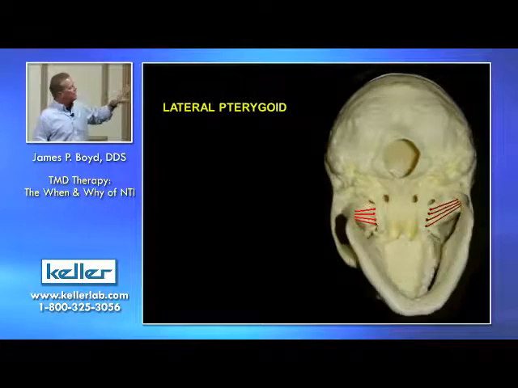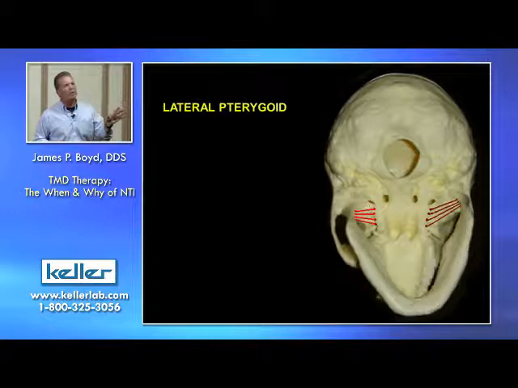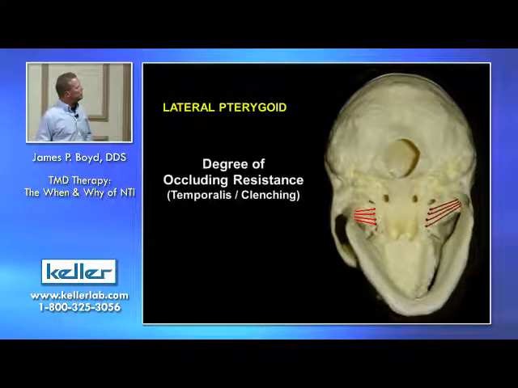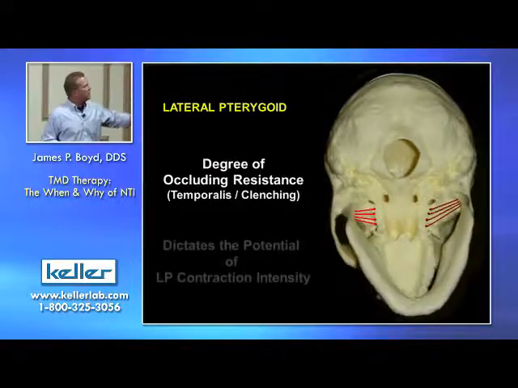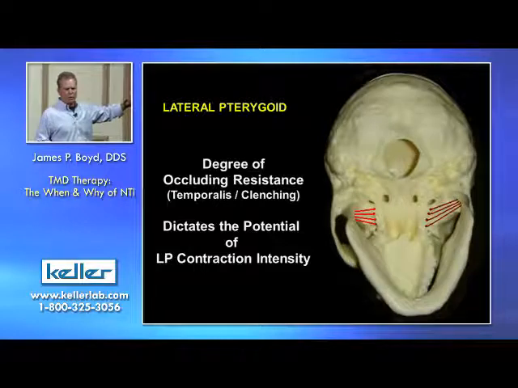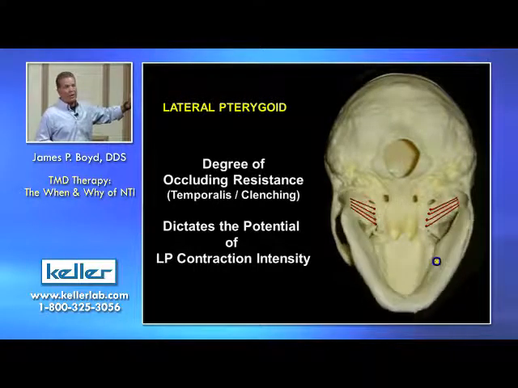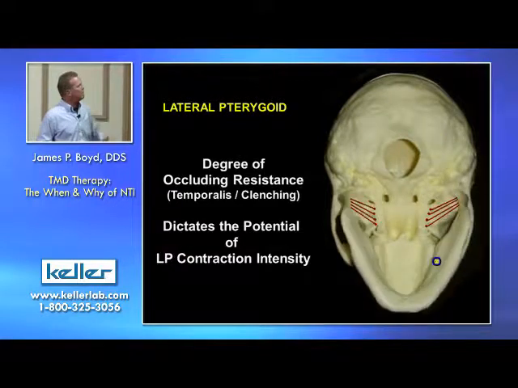So here's a lateral pterygoid encountering resistance and then moving the mandible from these occluding teeth. So the degree of the occluding resistance, it's a function of the clenching intensity. And that dictates how intense the lateral pterygoid is contracting. There isn't any food that wears out a lateral pterygoid. That's for the elevators. This is unoccluding the teeth if someone keeps occluding them.